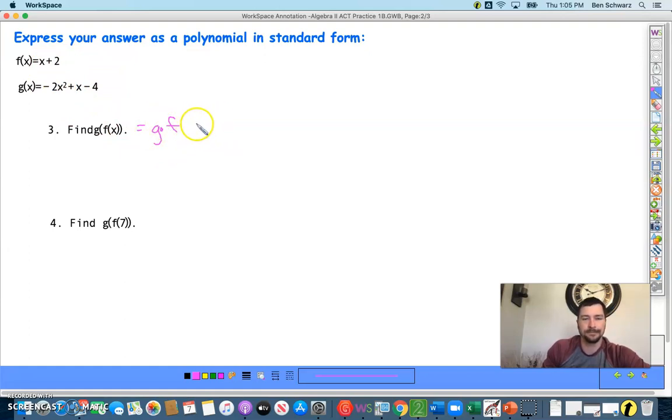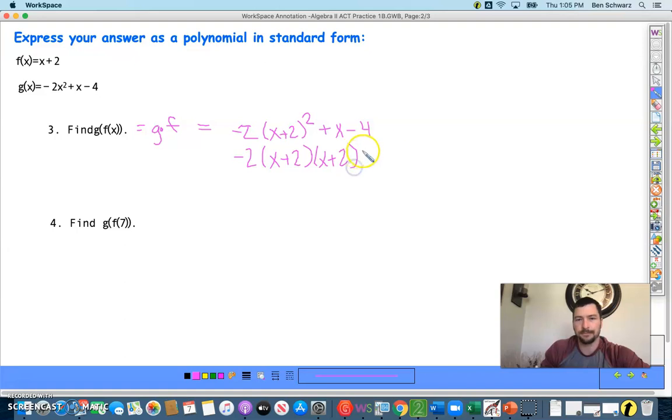So what we're going to do for that is, again, take the x plus 2. We're going to plug it into this x. So you would get negative 2, and then x plus 2 in parentheses, and then we got the squared, and then plus x minus 4. Okay. Now, before you distribute the 2, you have to do the exponent first. So expand it out. X plus 2 times x plus 2, and then plus x minus 4.